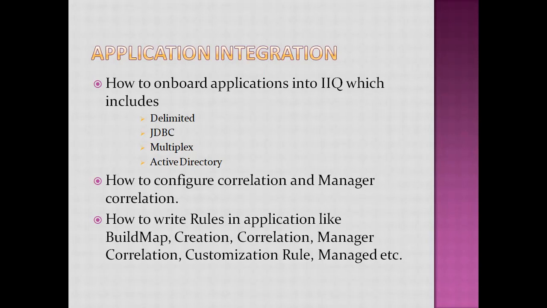Here you should also learn how to configure correlation and manager correlation, and there are some rules like build map rule, creation rule, correlation rule, manager correlation, customization, and managed entitlement customization rule. So different types of rules are there in the application integration part. You should learn application integration end to end.